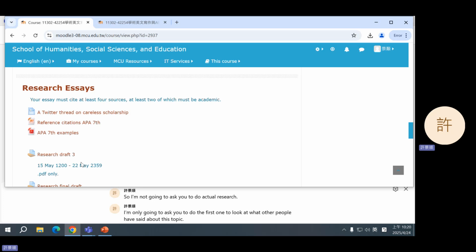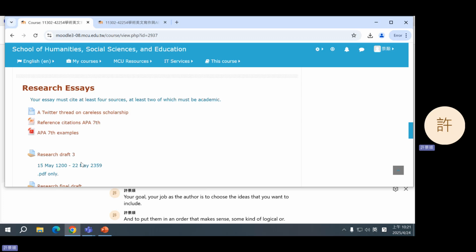So the research essay will be a topic that you choose, but the content will be entirely what other people have said. Your role, your job as the author, is to choose the ideas that you want to include and to put them in an order that makes sense, some kind of logical order.